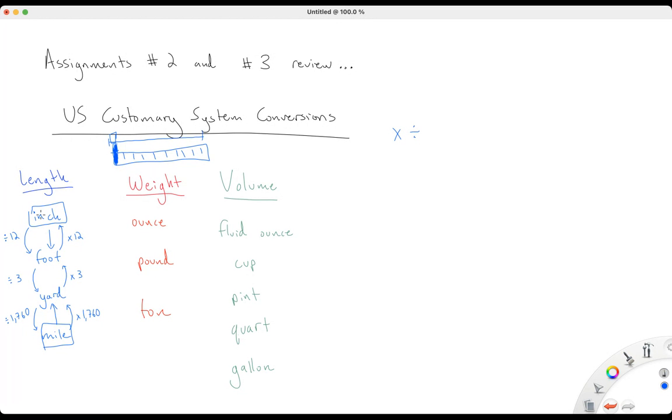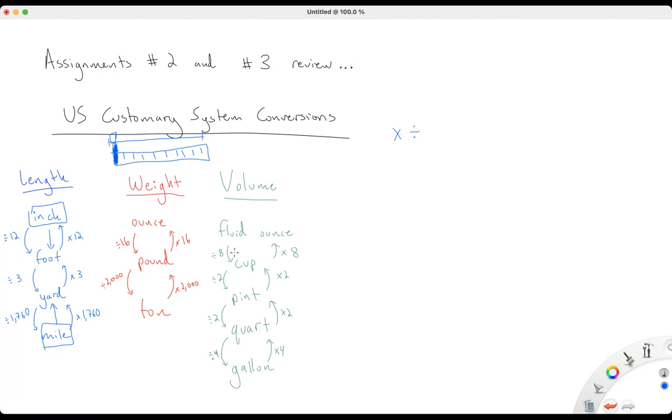The cool thing is, once we understand this conversion method, whether we multiply or divide going from one unit to another, we can apply that same method to both the weight and the volume categories as well. And this is what it would look like. To go from ounces to pounds, we divide by 16. Pounds to tons, we divide by 2,000 because there are 2,000 pounds in a ton. And likewise, we multiply when we decrease the size of our unit. So a ton to a pound, we multiply by 2,000. Pound to ounce, we multiply by 16.